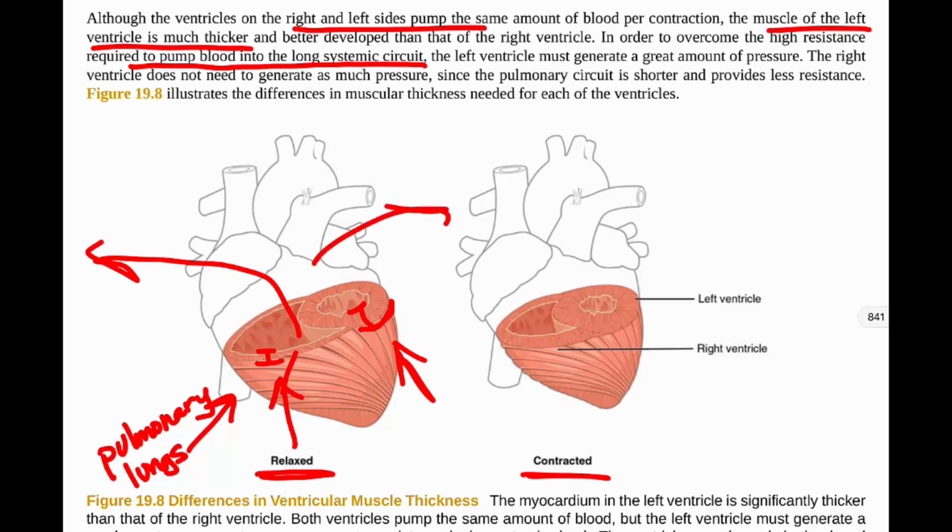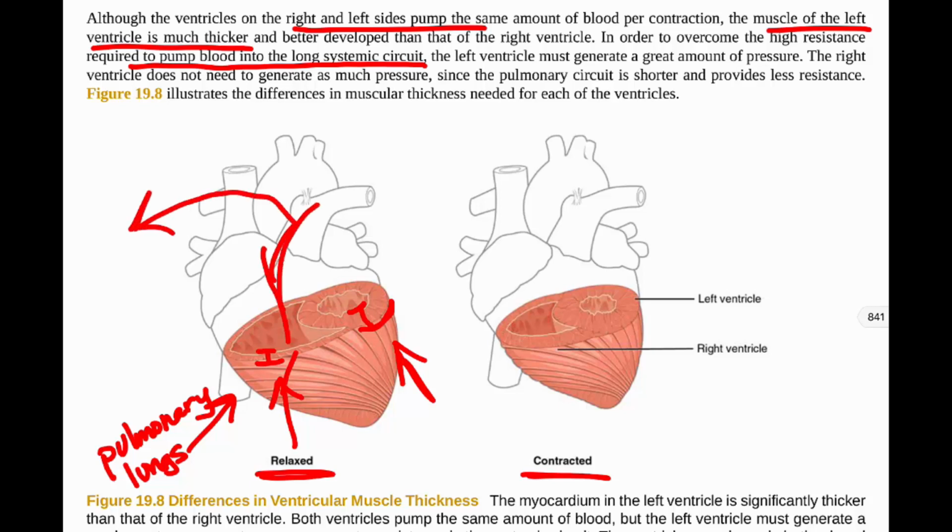But if we look at the left side, which has a much, much further distance, we have to go all the way through the aorta, and then we're going to go up to the upper limbs, then we're going to go down to the whole rest of the body. So it has much, much further to pump the blood than the pulmonary circuit on the right side. So the right side has a lot less resistance, so it doesn't need as much thickness, it doesn't need to have as developed muscles as the left side does.